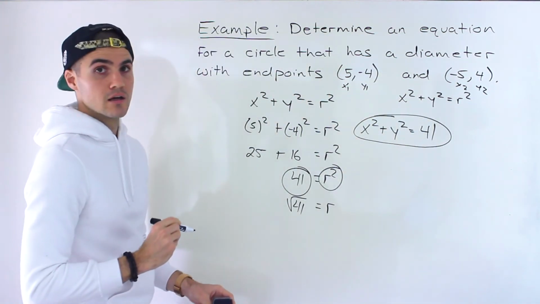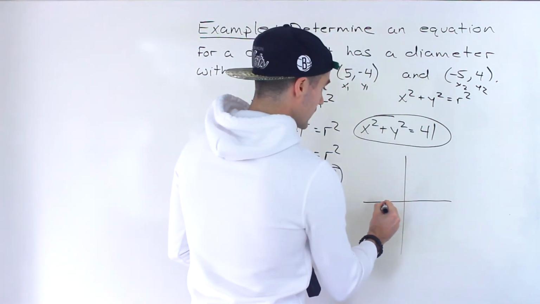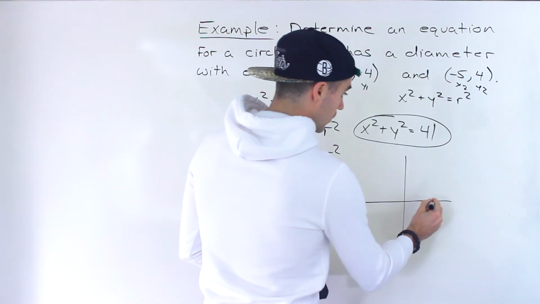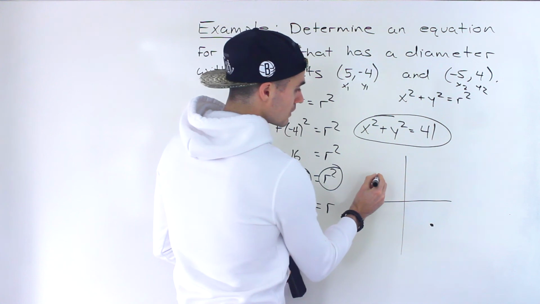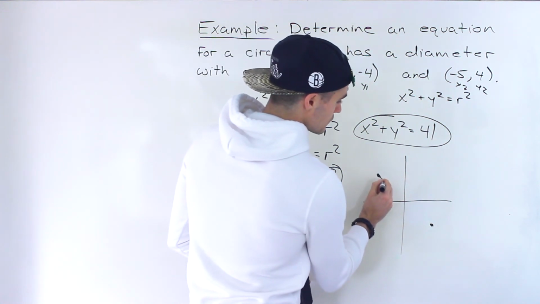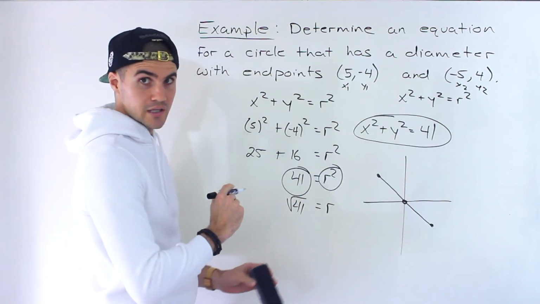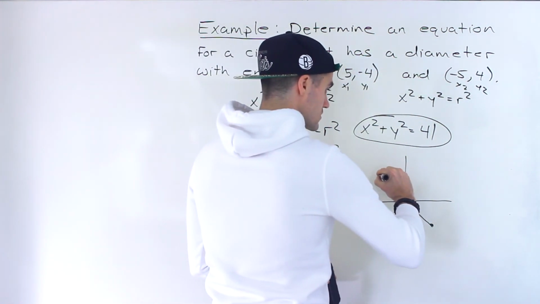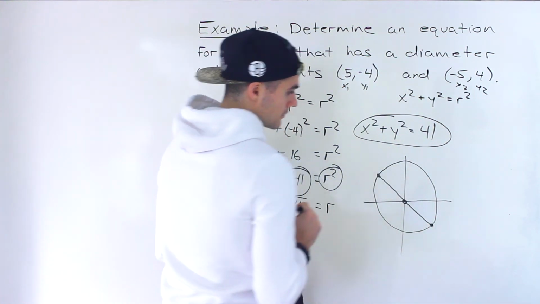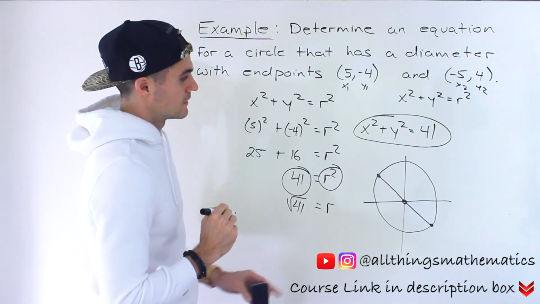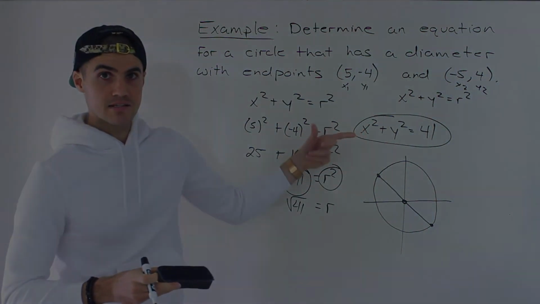That ends up being the circle if you want to show it visually. So (5, -4), let's say that's like down here. And then (-5, 4), let's say that's like over here. So if we join these, it's going to go through the origin. That's going to be the midpoint of the circle. And then if we draw the circle, it's going to look something like that, right? So that's the diameter that we were working with. And then that there is the equation.